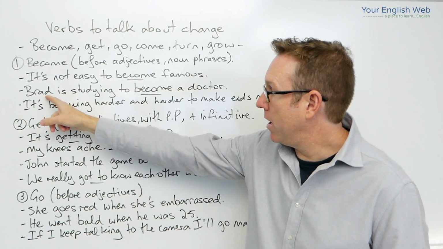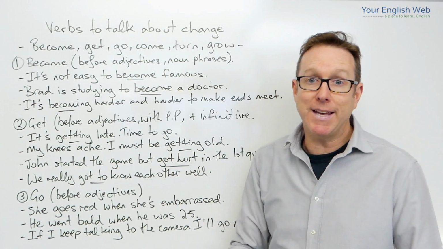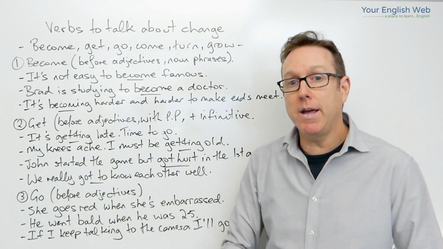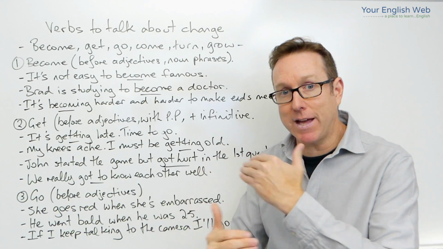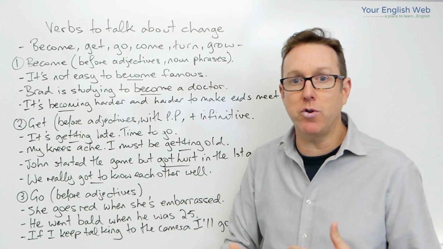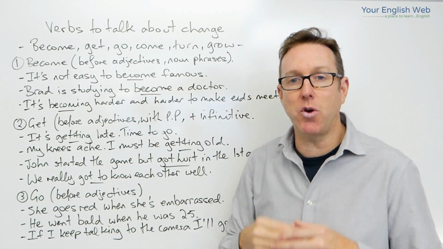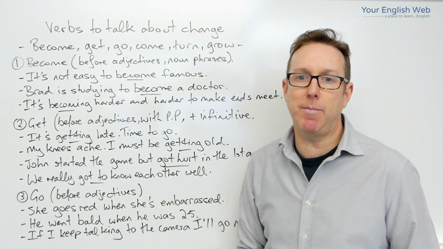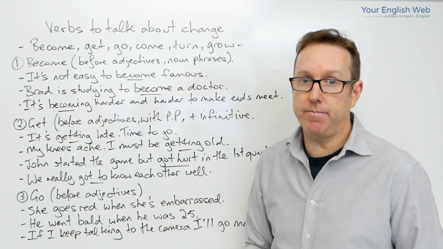Second example. Brad is studying to become a doctor. He's not a doctor now. He's studying to become a doctor, so he's going to make that change from a student into a doctor because of the study that he's doing. So he's studying to become a doctor, or you can study to become a lawyer.